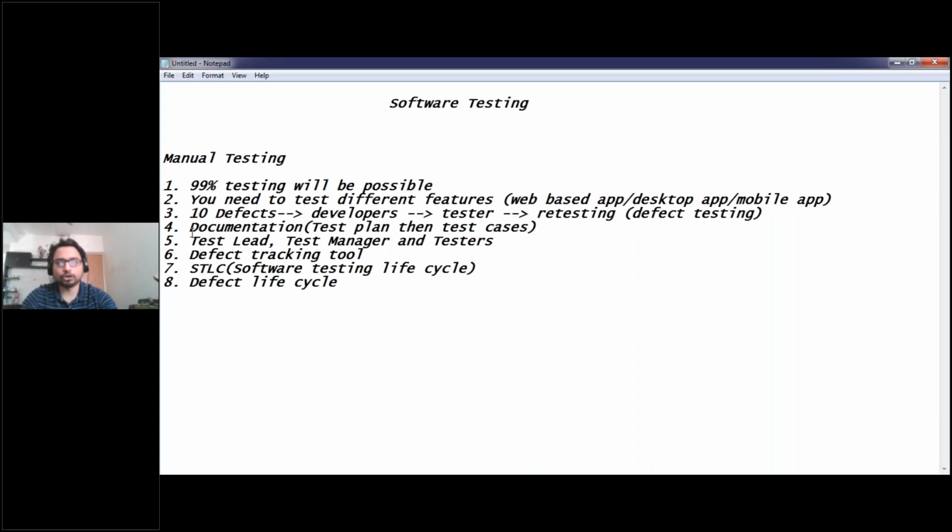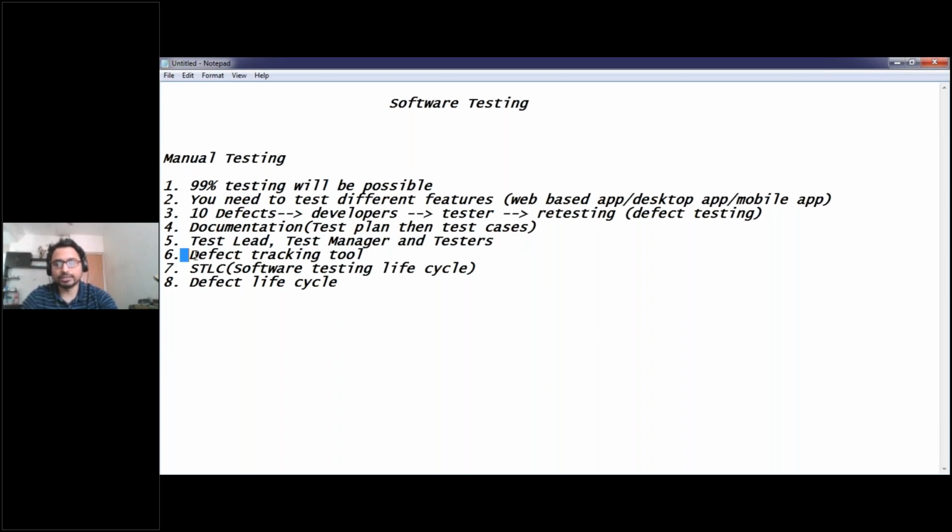Now the next is the documentation part. Documentation means you need to write the test plan, and after writing the test plan, you need to write the test cases. How you will write the test plan and test cases is a part of the course, and that is one of the most important topics, a very frequently asked question in interviews. Now the fifth one is the test lead, test manager, and testers. These are the persons involved in the manual testing team.